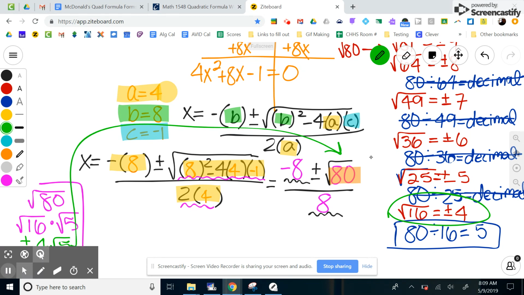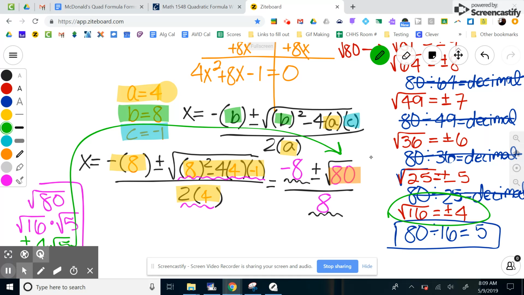So now I'm ready to replace this. So I've got x equals, I still got my negative 8, and I still have my plus or minus, but instead of the square root of 80, I'm going to put in my plus or minus 4 square root of 5. Notice I didn't have to write the plus or minus again, because the plus or minus was already there. So I did not have to write it twice. And it is still divided by 8.